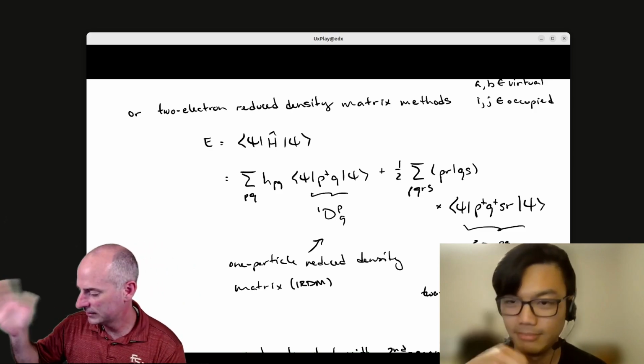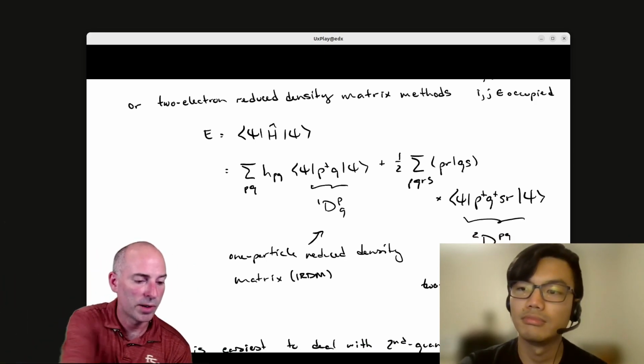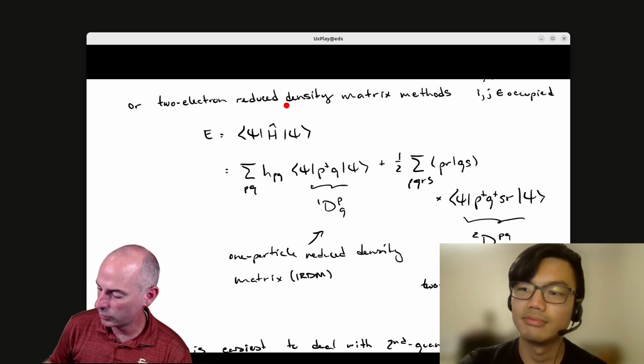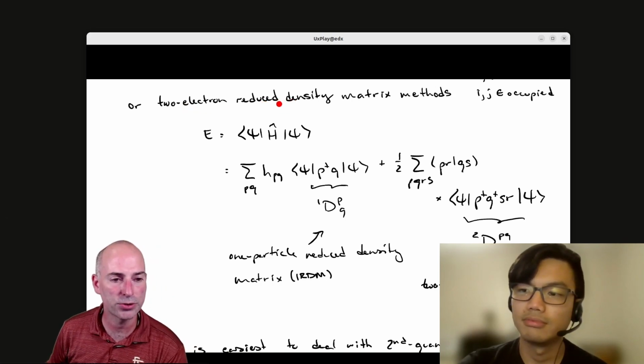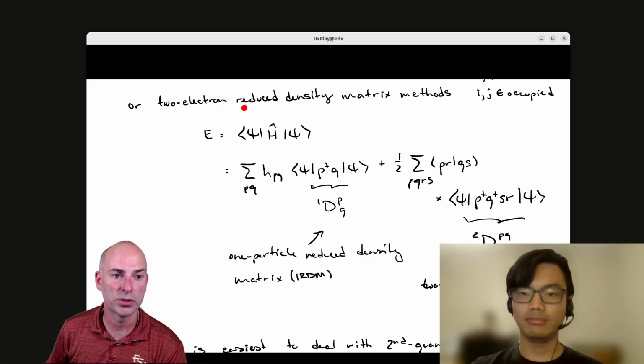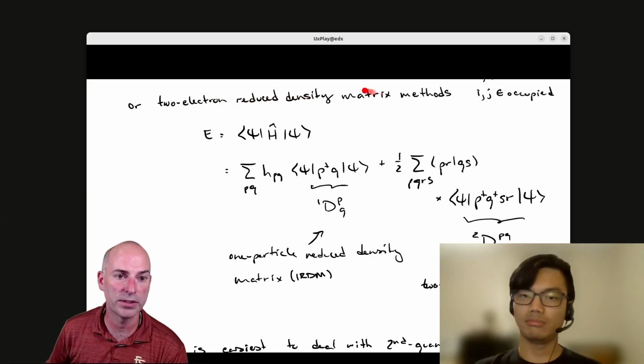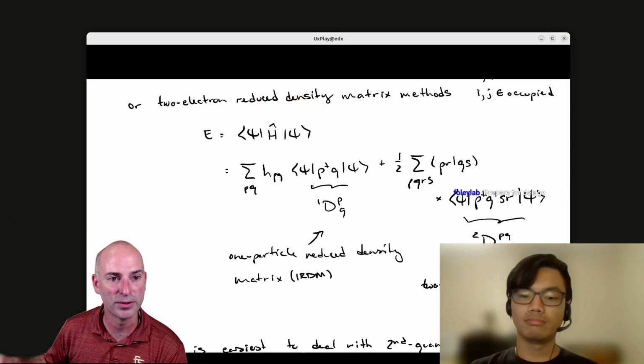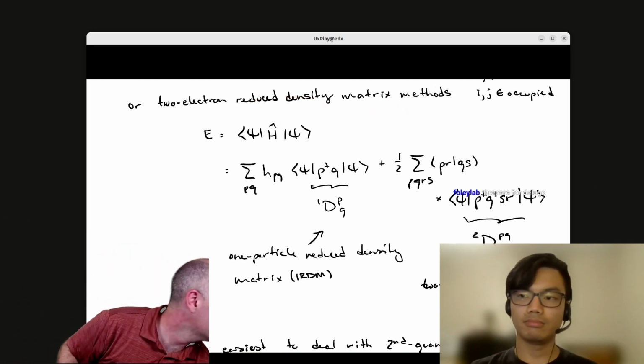Anyway, we could also represent other more peculiar or less traditional electronic structure methods based on density matrices in the same way. So my training was in reduced density matrix theory, so that's why we're talking about it right now. Stephen's training was in coupled cluster theory.